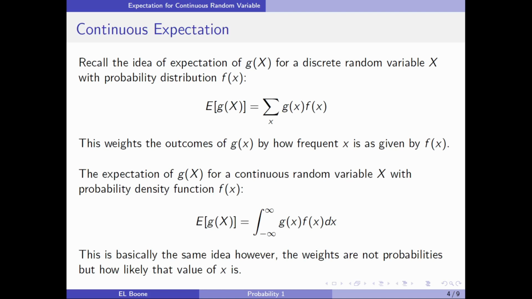Now, for a continuous random variable, the definition is virtually the same. The big difference is we're going to replace our sum across all x's by an integral that goes across negative infinity to infinity, which is all the x's on the real line. You can think of this as a sum because it's a limiting sum, but we don't need to get too far into it if you haven't had calculus, but it's just a sum. So when you see this, don't think it's a whole lot different than this. Same idea. The weights are not probabilities now, but it's just how likely that value is.